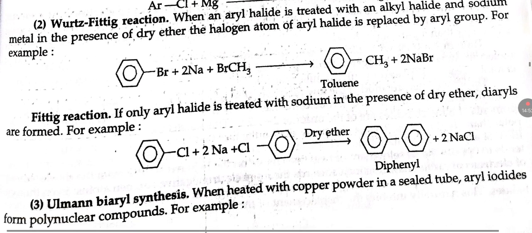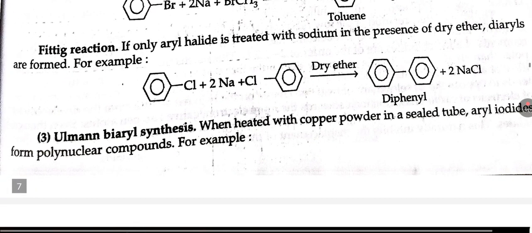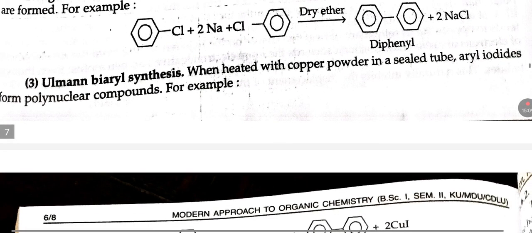Wurtz-Fittig reaction. When an aryl halide is treated with an alkyl halide and sodium metal in the presence of dry ether, the halogen atom of the aryl halide is replaced by an alkyl group. Fittig reaction. If only aryl halide is treated with sodium in the presence of dry ether, diaryls are formed.